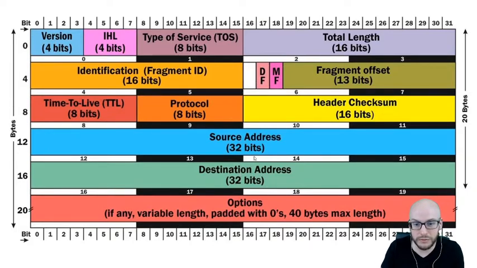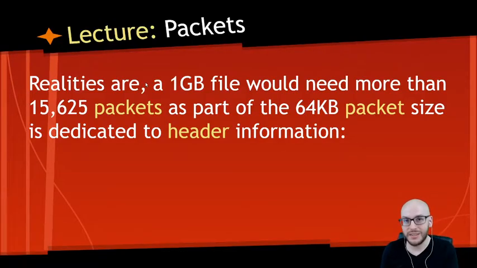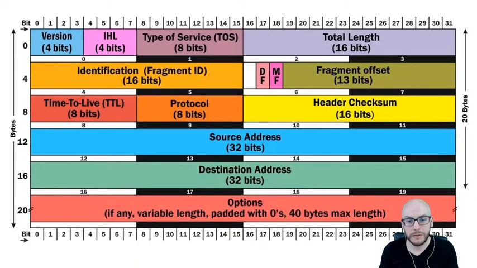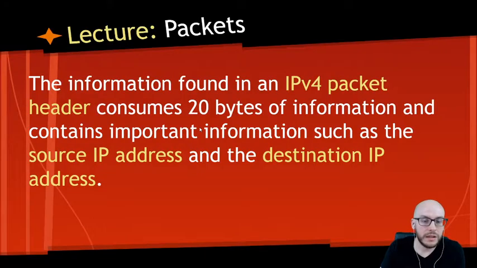So those three pieces of information, every single packet, right? We're talking about a video, 15,625 packets, probably more, is going to have this metadata, this header information associated with it. It's got an ID number, it's got a source address, that is where did it come from, it's got a destination address. So that's the important part, although I did touch on this time to live. So the information found in this, it takes up 20 bytes. That's not like a big deal, but it does take up some of that data, which is why I'm saying that it probably takes more than 15,000 packets or so in order to break down a 1 gigabyte file.